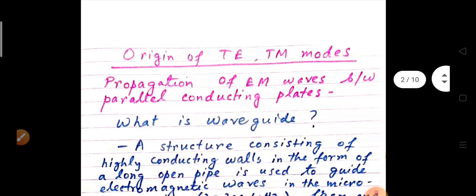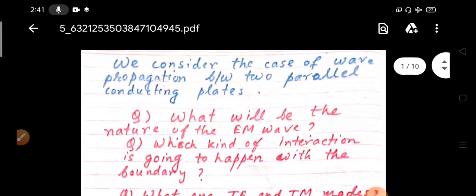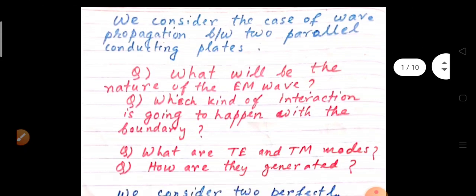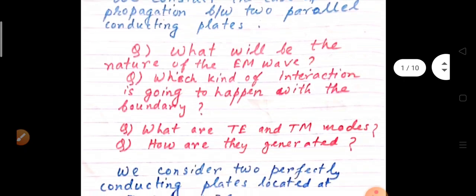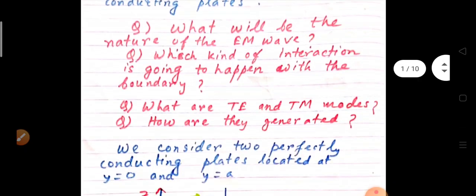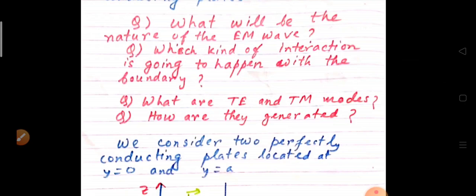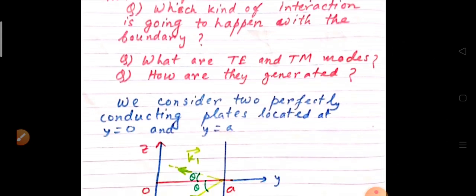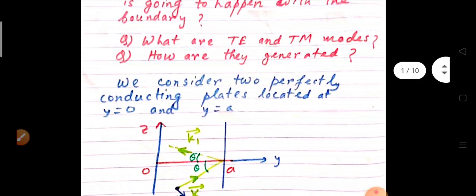So today I shall discuss the origin of transverse electric modes and transverse magnetic modes, or TEM modes, that is transverse electromagnetic modes. Whenever we are talking about the propagation of electromagnetic waves between two parallel conducting plates, what will happen? What will be the nature of the electromagnetic wave? Which kind of interaction is going to happen at the boundary, and what are TE and TM modes, how are they generated.